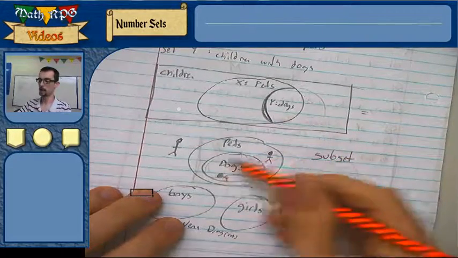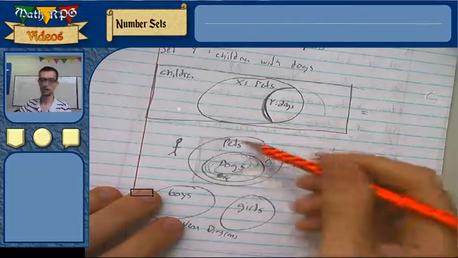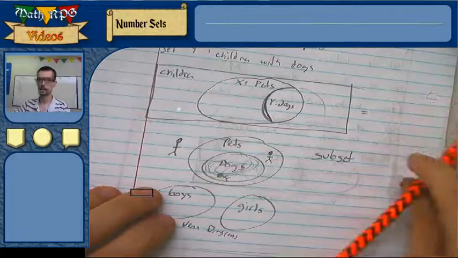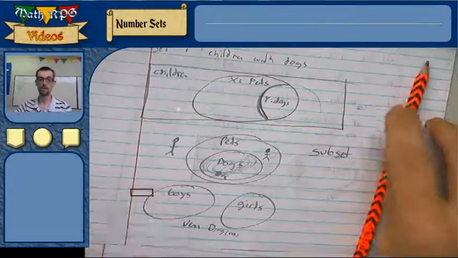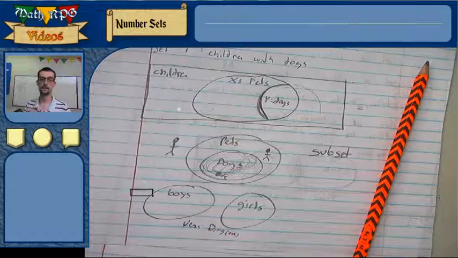So people with dogs is a subset of people with pets, right? Because that set of people with dogs is completely inside of the set of people with pets.